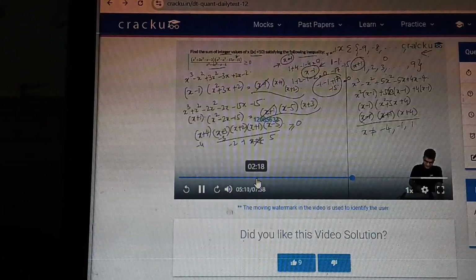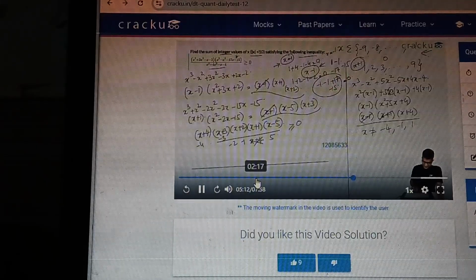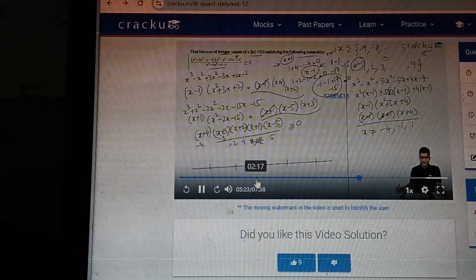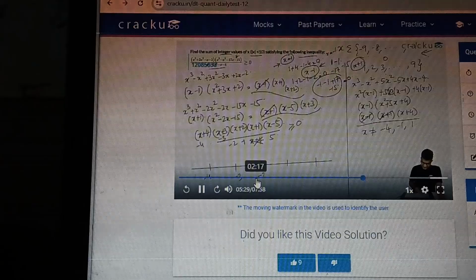So let us draw the number series. It will look something like this. On this, let us plot minus 4. This is minus 4, this is minus 3, this is minus 2, this is minus 1 and this is 5. At all of these points, let us first understand the value of the expression.